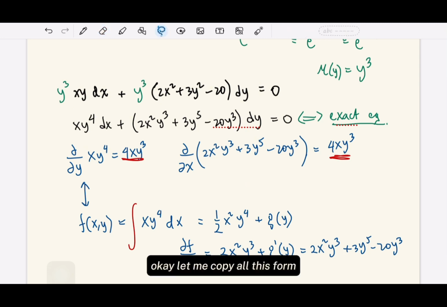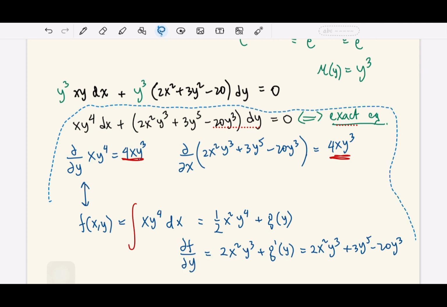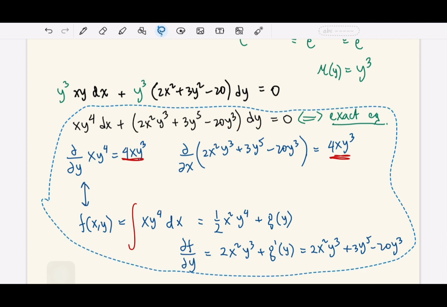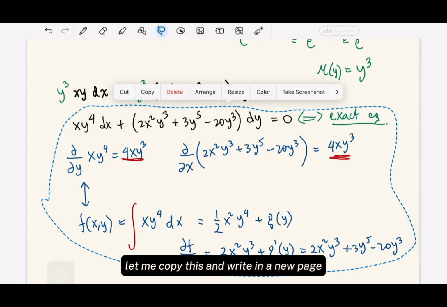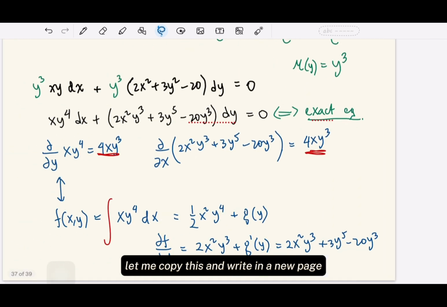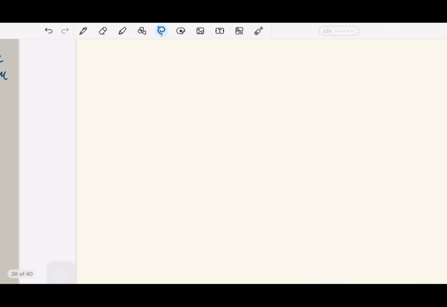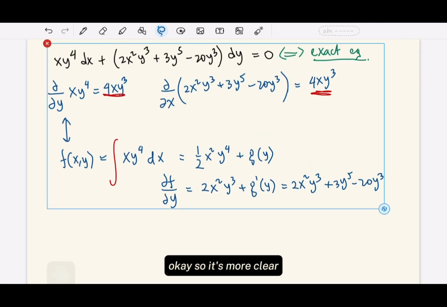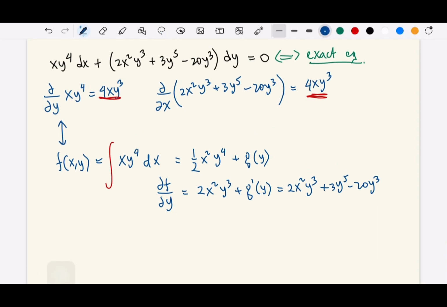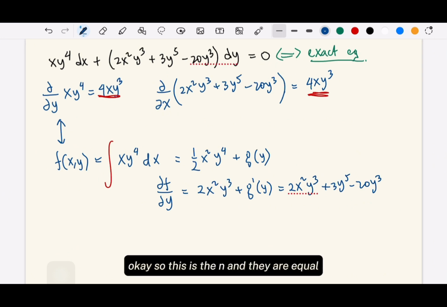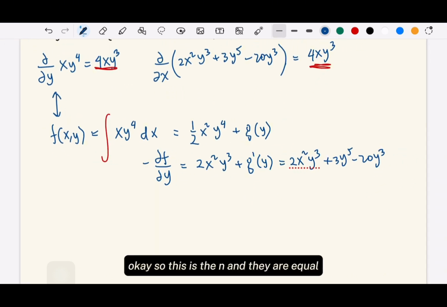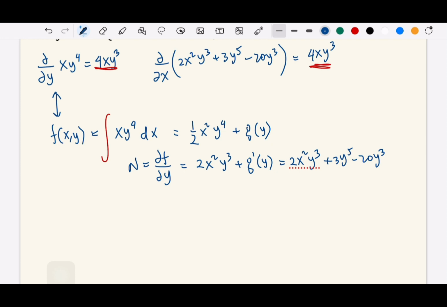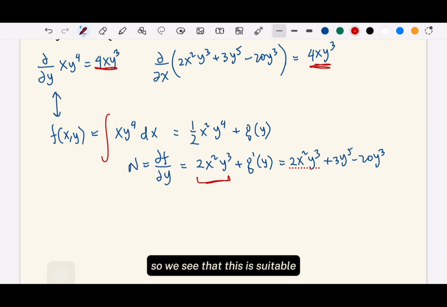Okay, let me copy all this form. Let me copy this and write in the new page, so it's more clear. So this is the n, right? And they are equal, so we see that this is suitable. It's fit.